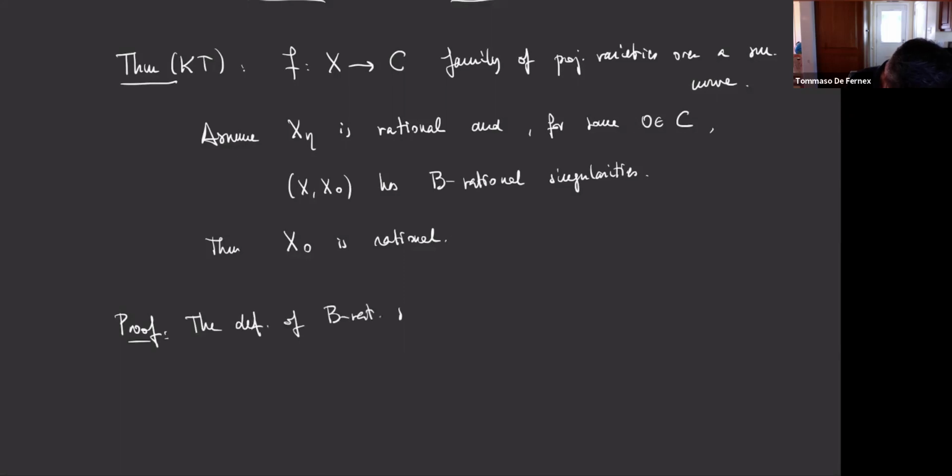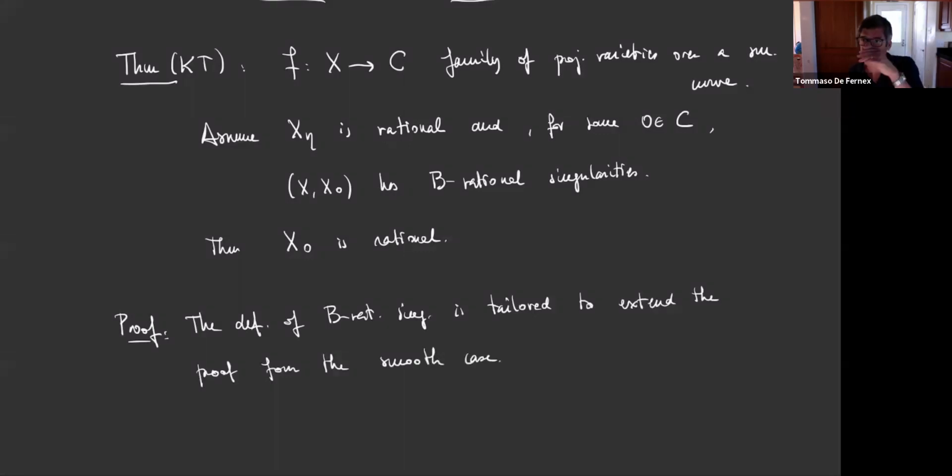So the proof of this is just the observation that the definition of a rational singularity is tailored to extend the proof from the smooth case. I mean, we proved this theorem when assuming that F was a smooth fibration. Now F is not necessarily a smooth fibration. I need to worry about the singularities, but the definition of B-rational singularity is exactly what I need to take the same proof and adapt it to get this statement.